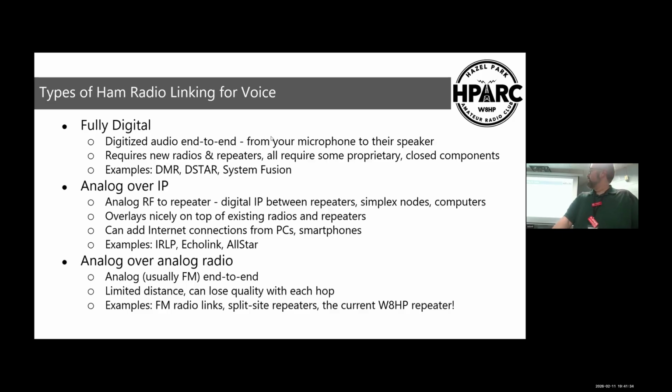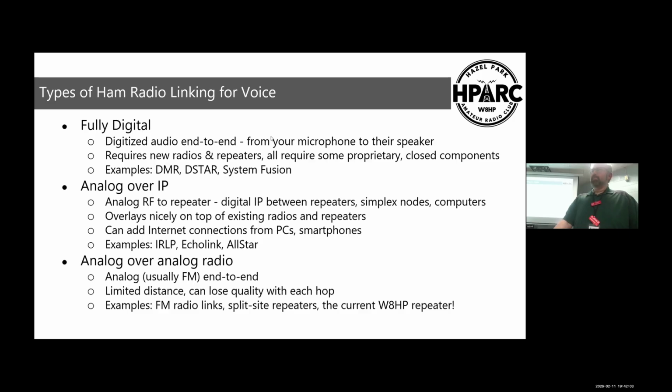We'll skip to the bottom here and go analog over analog radio. That's how our current repeater is set up for the voting, where it comes out of your radio as analog, gets picked up by a remote receiver as analog, rebroadcast as analog, and it's analog all the way. It's a limited distance, and with each hop you take, you lose more and more signal. As many of you know, that's been an issue with the DART with the voter.